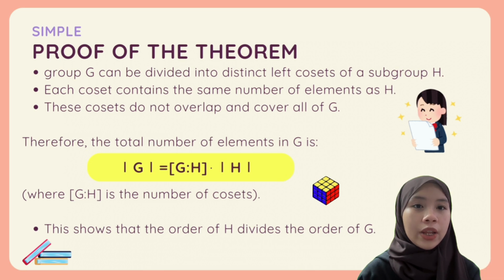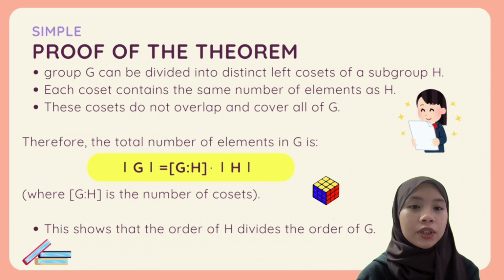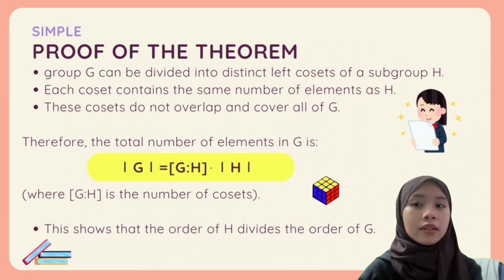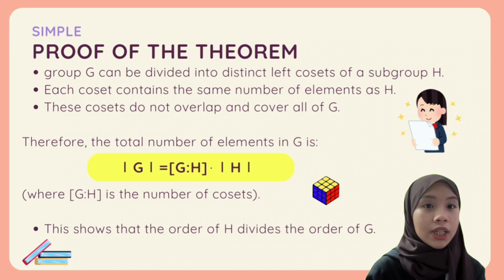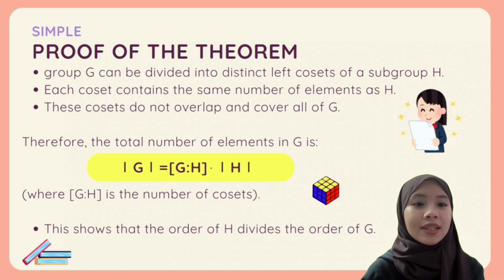So the total number of elements in G, which is written as you can see on the slide, is just the number of cosets times the number of elements in each coset, which is the size of H. Mathematically, this is written as you can see on the slide, where the index is the number of cosets of H in G. These equations show us that the size of H divides the size of G exactly, and that's what Lagrange's theorem says.